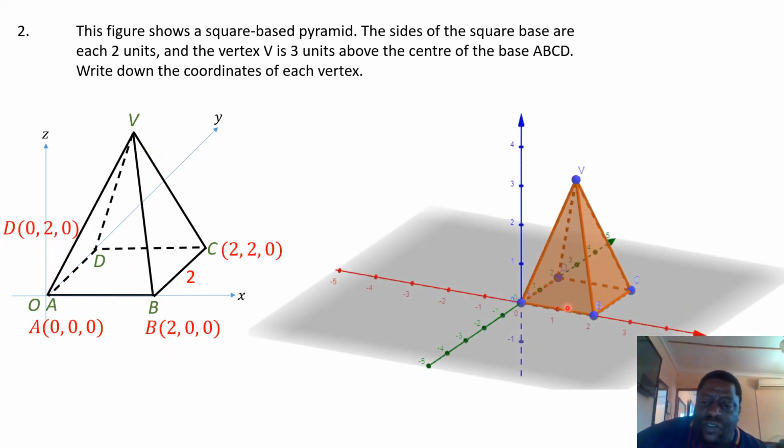So V is very interesting. So let me just bring in what I have so far with my points. So V will be the point 1, 1, 3. How do you get that? Because it has to be half of whatever the distance is here and half of the distance of y. And that will be the center somewhere there. So it has to be half of 2, half of 2. So it's 1, 1. And then 3 up, as you are told, 3 units above the center of the base. That is a square.